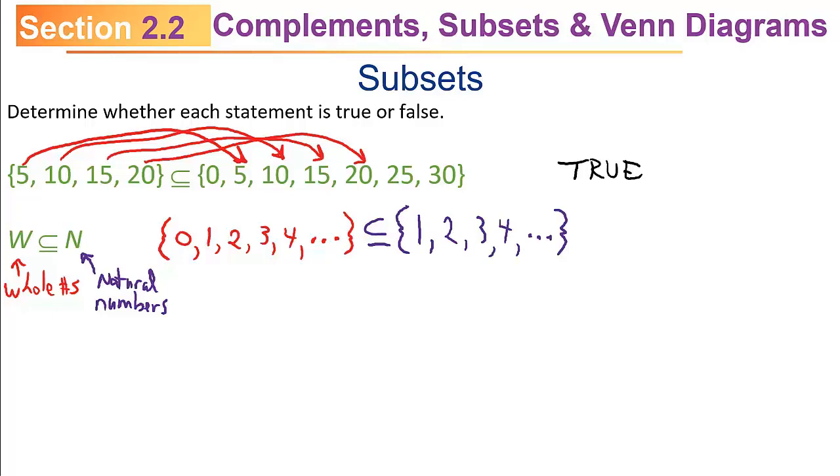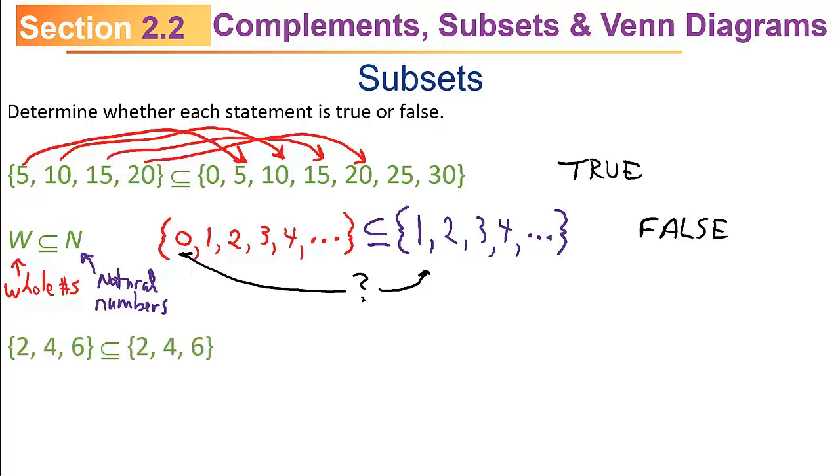So you have to look at each element on the left and see if you can find a match on the right. And the very first thing you look at, which is a 0 on the left, does not have a match on the right. That means the statement is false. The whole numbers are not a subset of the natural numbers.